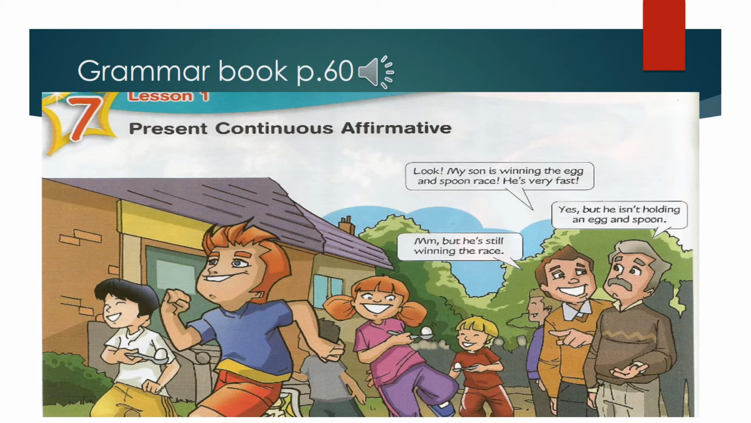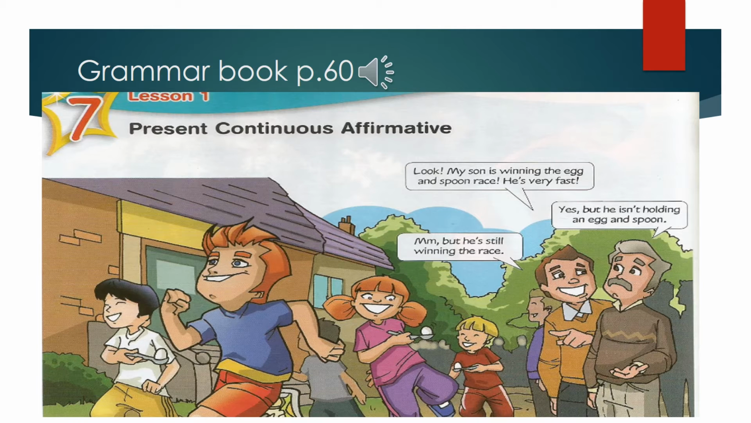Okay, Junior 3, please open your grammar book, page 60, Unit 7, Lesson 1, Present Continuous Affirmative. Look at this. Some cats, they are in the race. Okay, some of them hold what? Spoon and egg. Let's read this conversation together. Okay, look, my son is winning the egg and spoon race. He is very fast. Okay? But he's still winning the race.